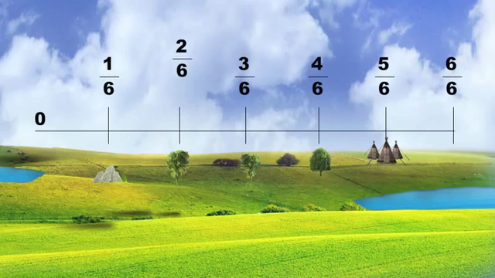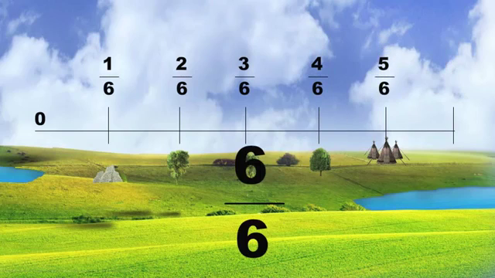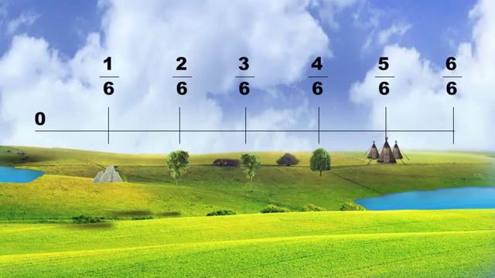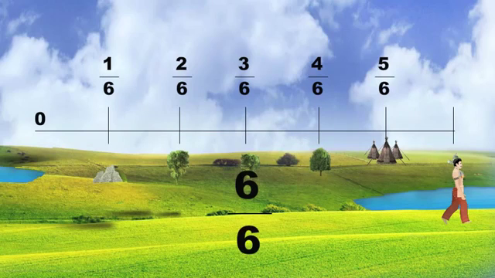Meeting in the middle. The path is divided into 6 equal parts called sixths. Each part is 1/6 of the path from the lake to the river. When you have walked for 6 days, you've completed the whole path. You can replace 6 sixths with the number 1 when you reach the end of the path.